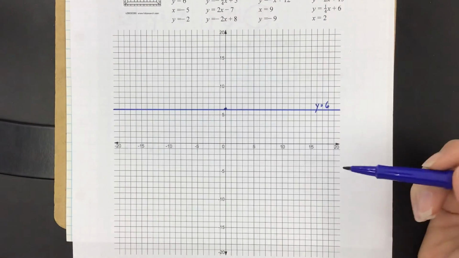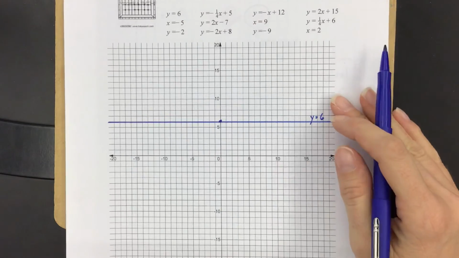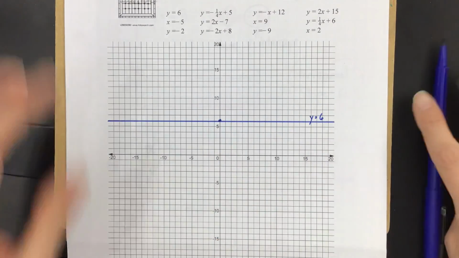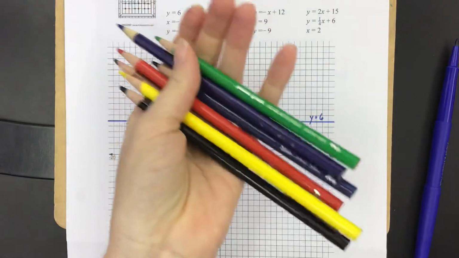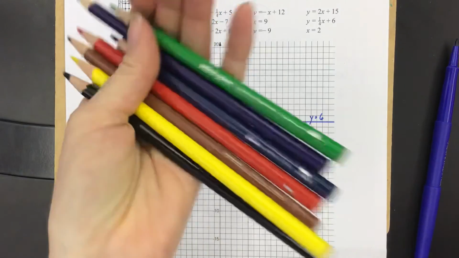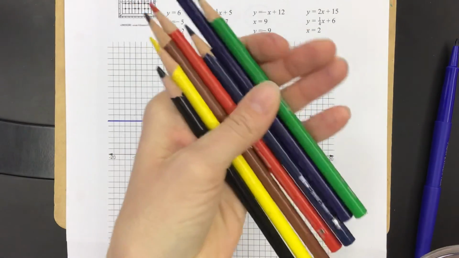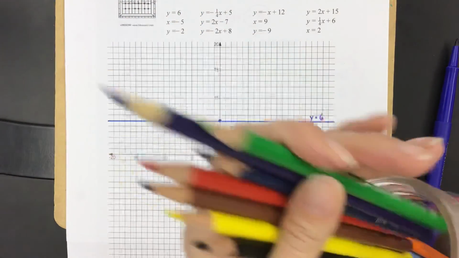Then go ahead and do that for all of the other equations. You're going to graph all of those equations and label them. Once you're done, then you can use colored pencils to color in your stained glass and make it look nice, if you want to. I know some of you don't care about coloring, so as long as you graph your lines, you're fine. But if you want to go the extra mile, you can color it in and make it look nice.